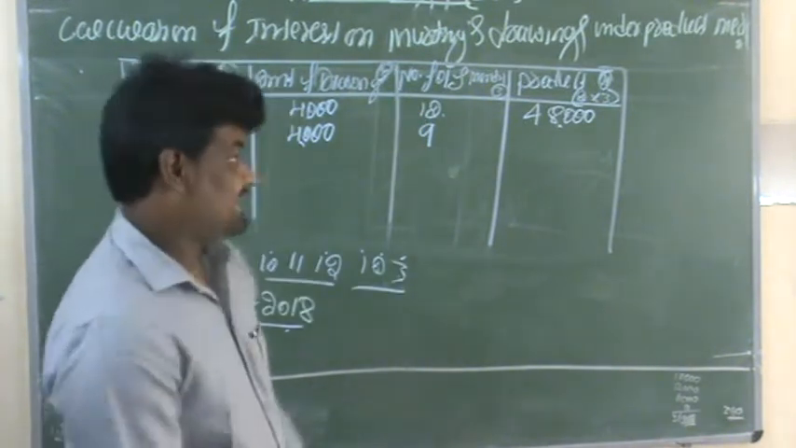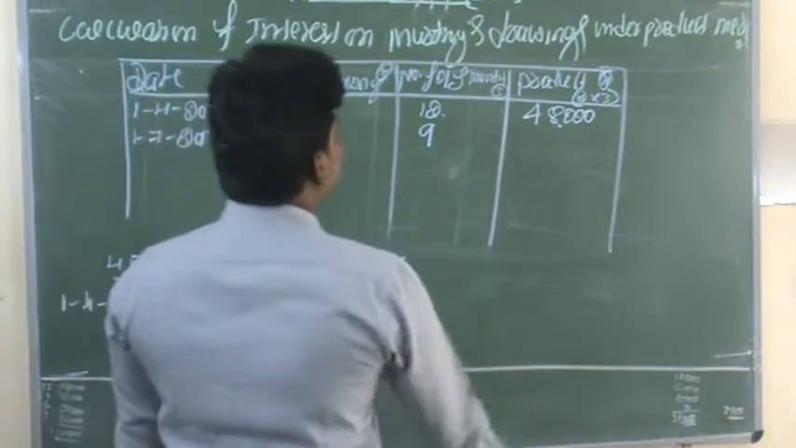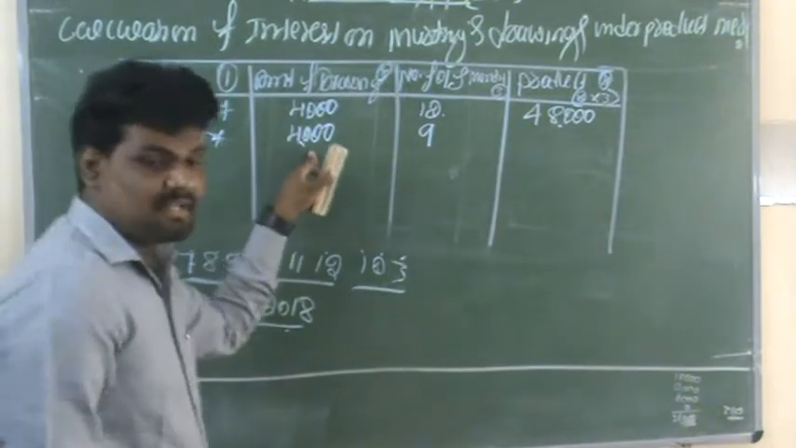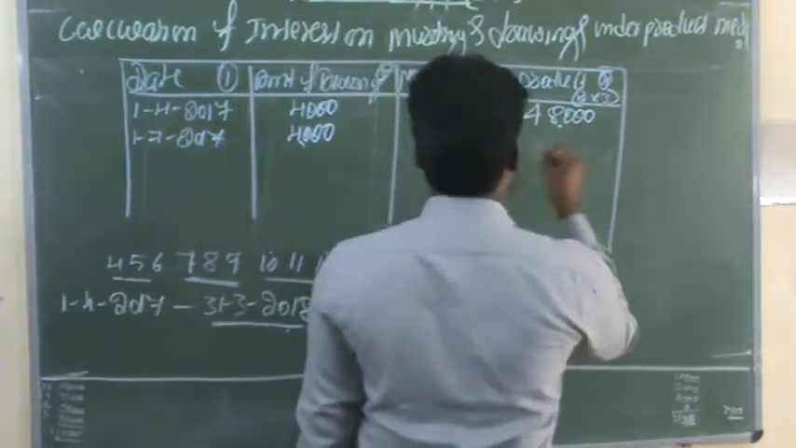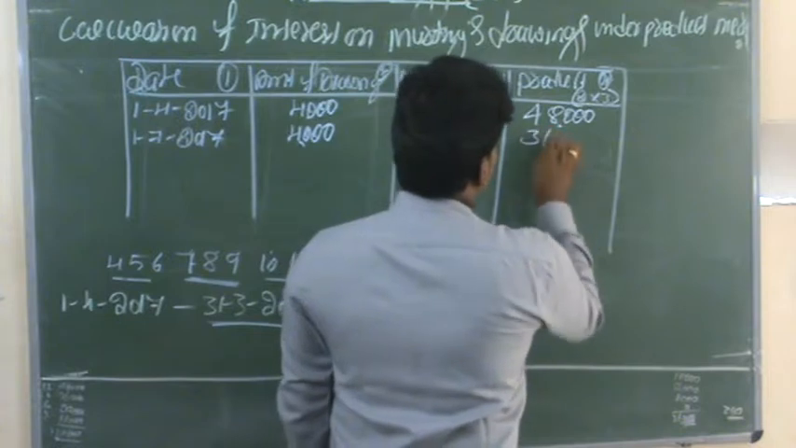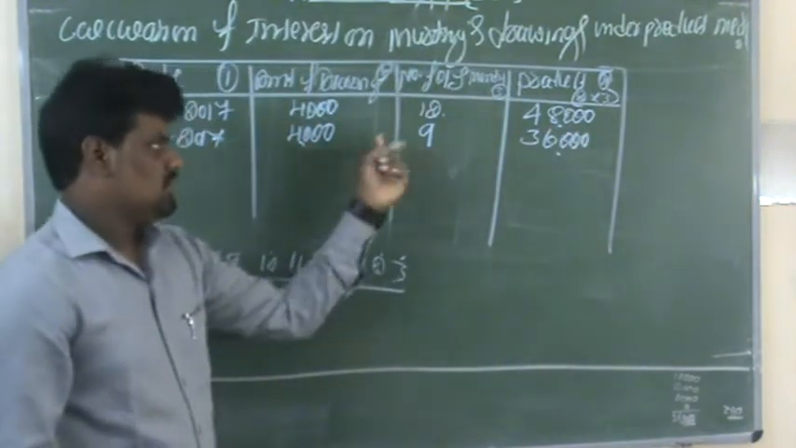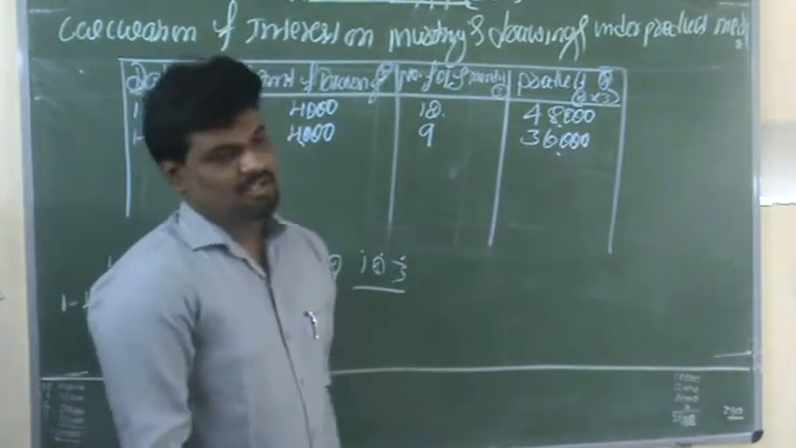Now we need to ascertain the product for these drawings. So we have to multiply the second column and third column, I mean 4,000 into 9. 4,000 into 9 means you will get 36,000.